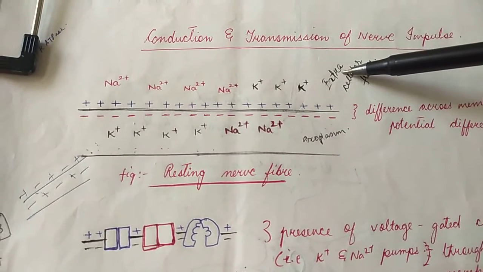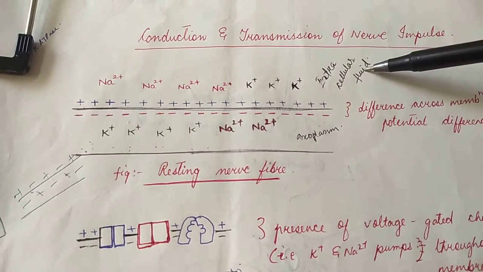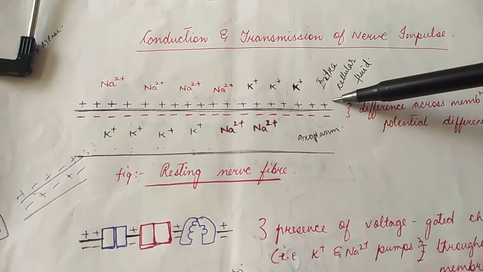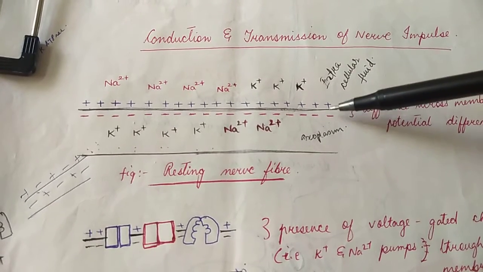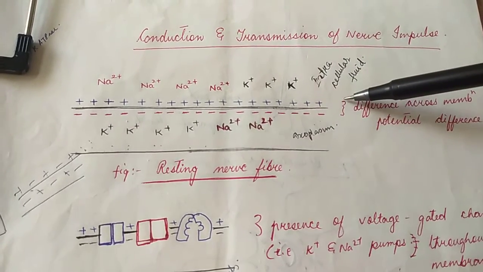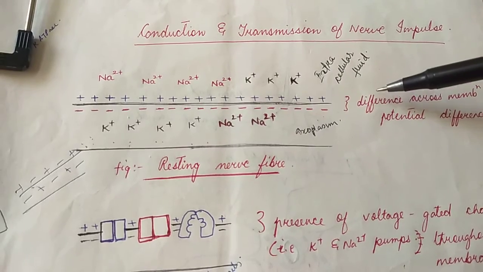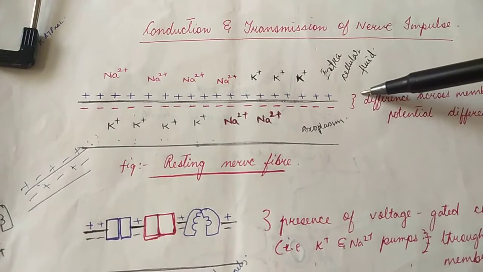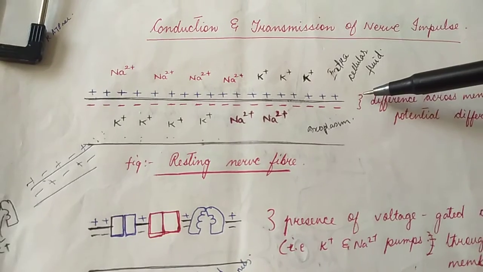The extracellular fluid possesses more positive ions than negative ions, hence it is positively charged, whereas axoplasm possesses more negative ions than positive ions, hence it is negatively charged. This difference in charge across the membrane is known as potential difference. The electrical potential difference across the axolemma is also known as resting membrane potential.